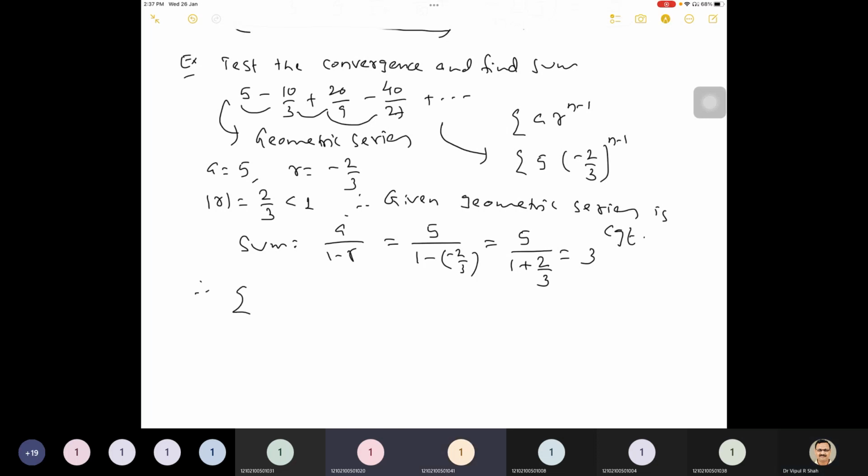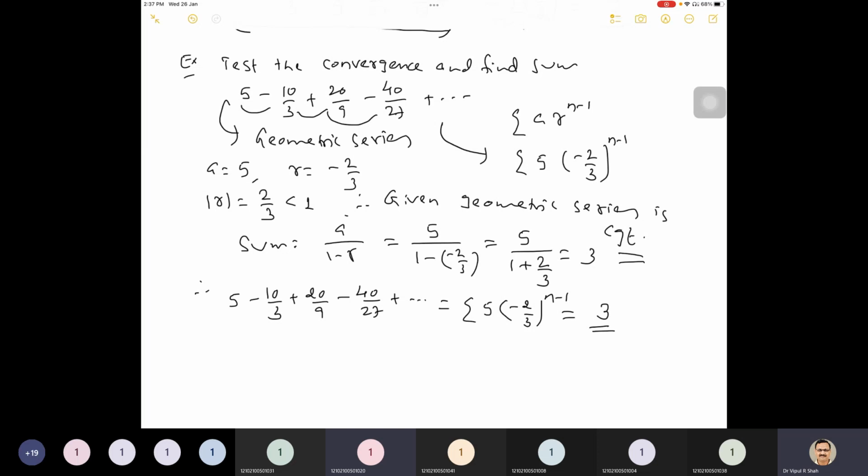Therefore, the series that you are having, 5 minus 10 by 3 plus 20 by 9 minus 40 by 27 and so on, or you can say the series 5 times minus 2 by 3 power n minus 1, is convergent and has exact sum 3. Agree, everyone? Yes, sir.